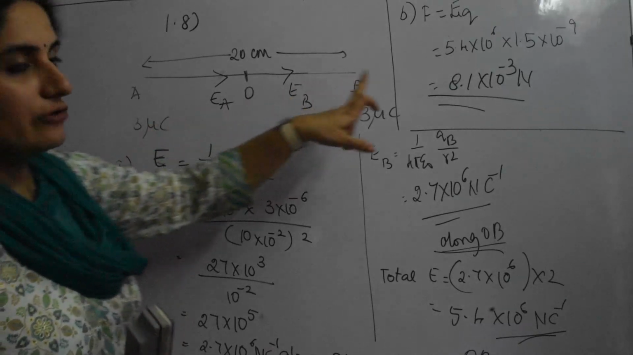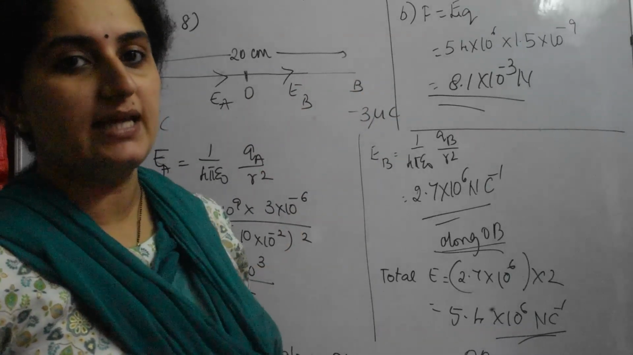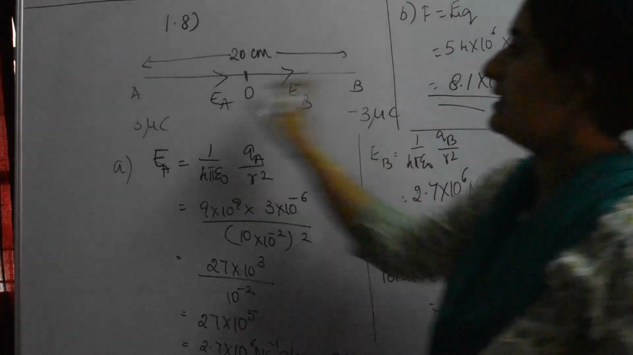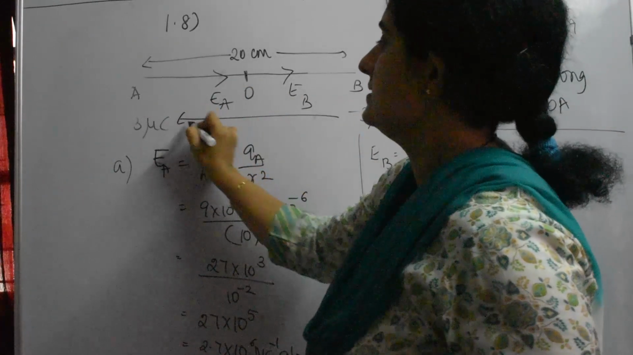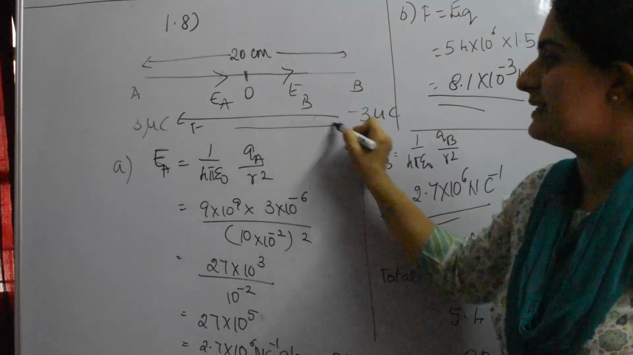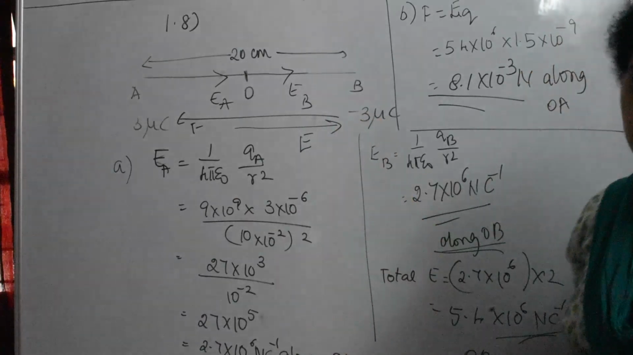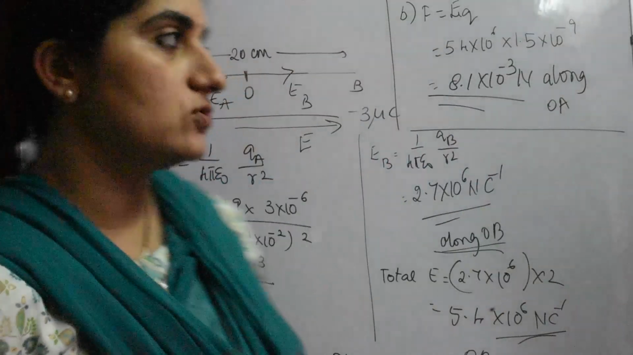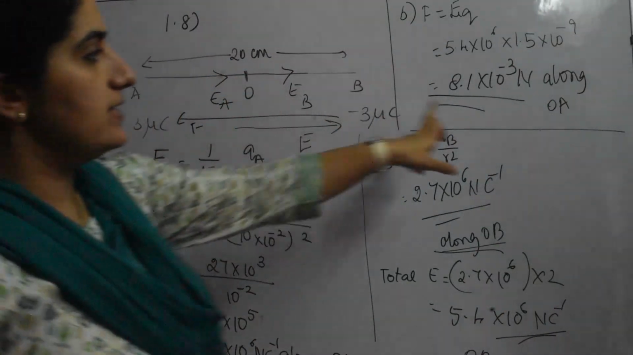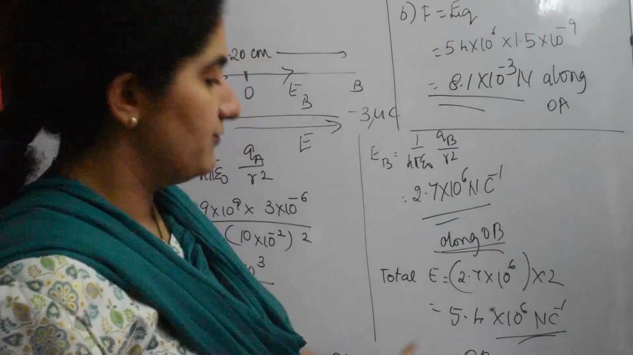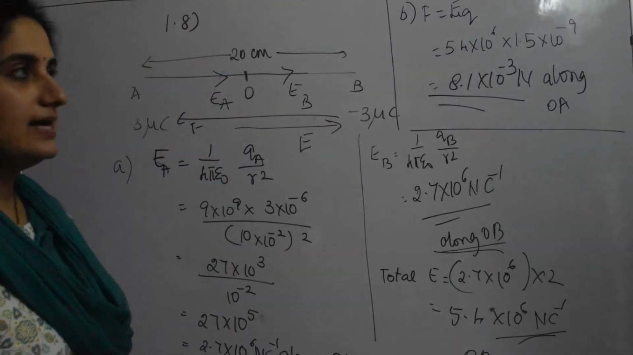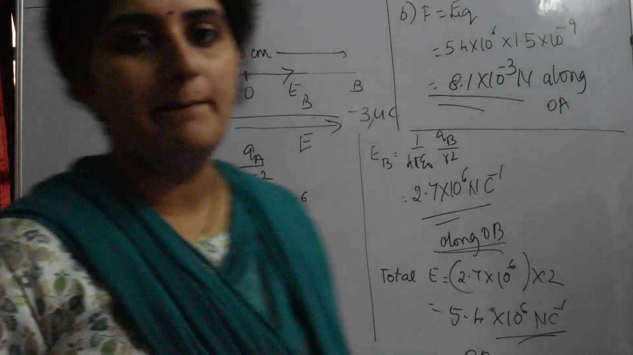Since the direction of force and electric field are opposite in nature, please see that the total force experienced is along OA. The direction is like this, the force experienced is in this direction and the total electric field is in this direction, the opposite. They are opposite in direction, so please note it down there. F is along OA and the electric field is along OB. So this is regarding numerical 1.8.